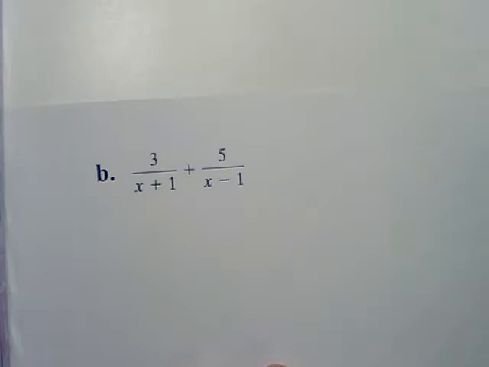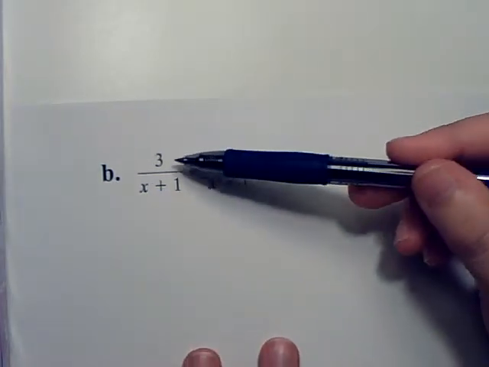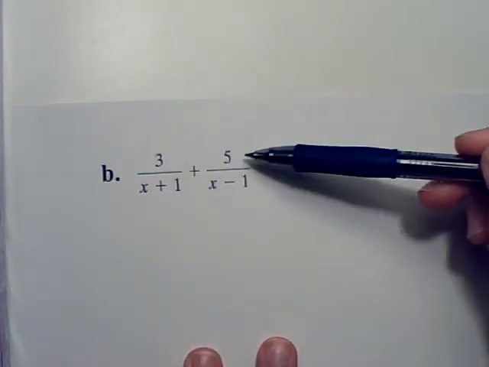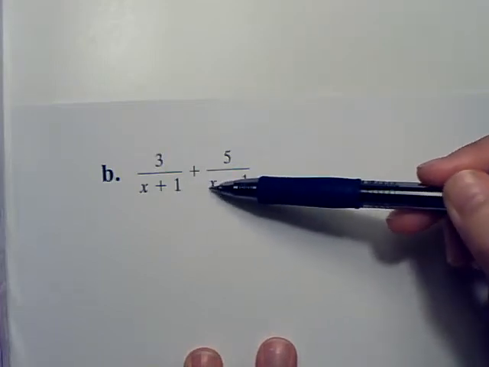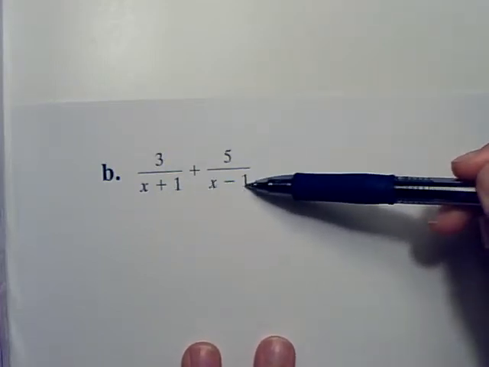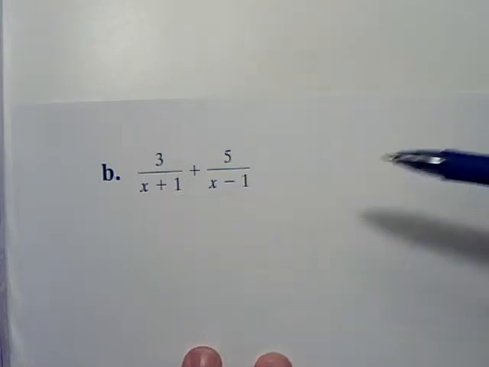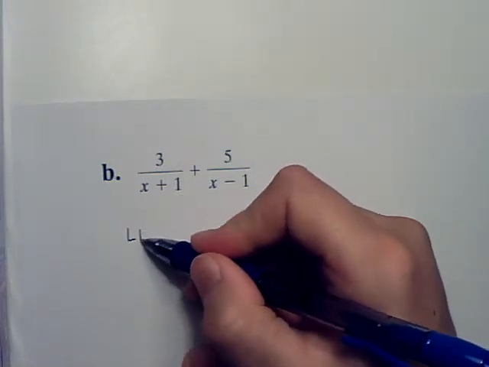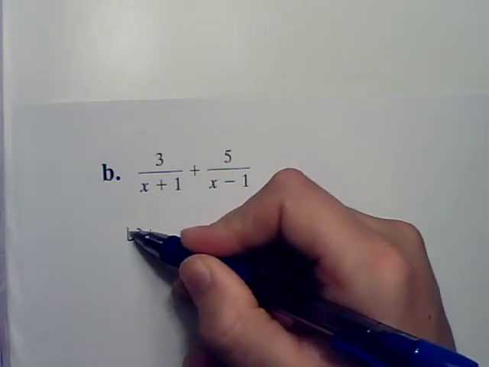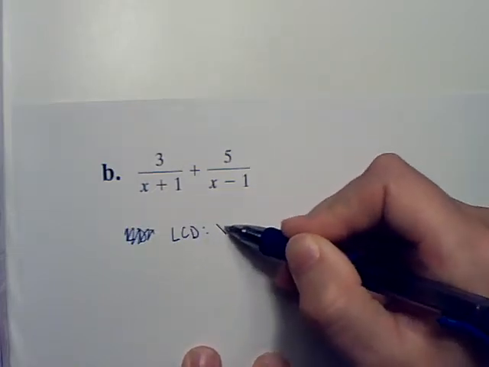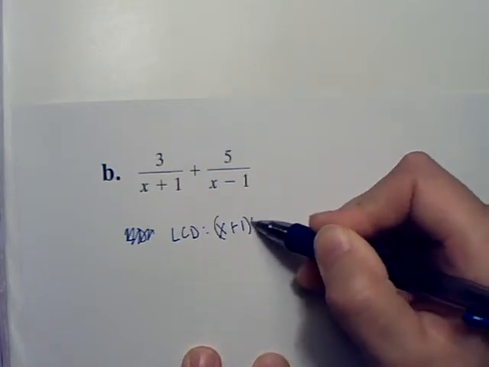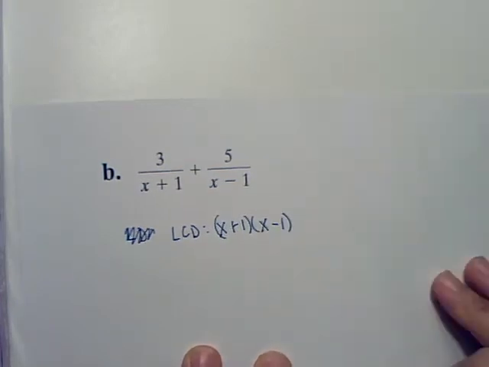Okay? And then final example here. We've got 3 over x plus 1 and then plus 5 over x minus 1. So even though these things look like the denominators have a lot in common, they each have an x, they each have a 1. One of them is positive and one of them is negative, making them different values. So your LCD here would be x plus 1 times x minus 1.